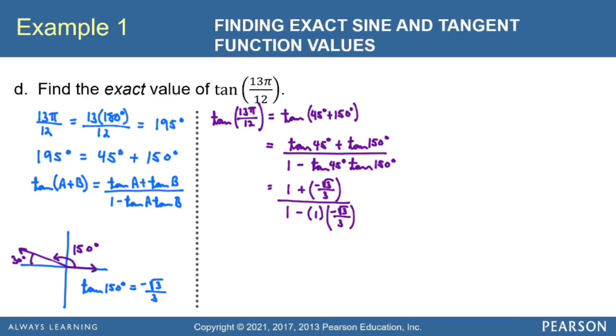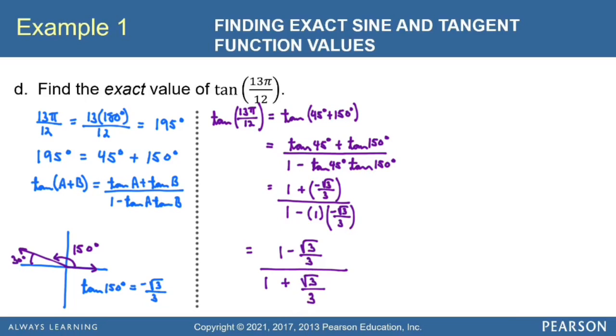Let's start by working on the signs here. In the top we have 1 plus a negative value. So plus negative is actually minus. Let's rewrite the top as 1 minus square root of 3 over 3. Then in the denominator we have 1 minus 1 times negative square root of 3 over 3. Minus negative is going to make plus. So then we'll have 1 plus 1 times square root of 3 over 3, which is just square root of 3 over 3.